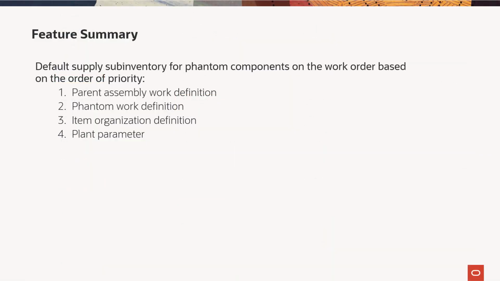To summarize, with this feature, specifying a supply subinventory for a Phantom in the parent assembly work definition will now default the supply subinventory to the Phantom components on the work order. The order of priority is: first, parent assembly work definition. Second, Phantom work definition. Third, item organization definition. And lastly, plant parameter.